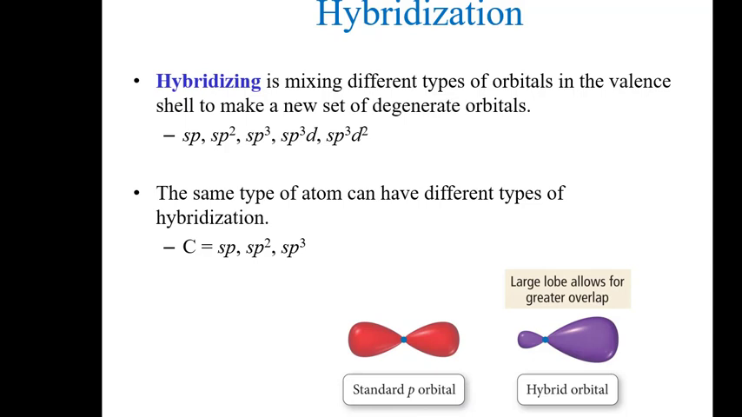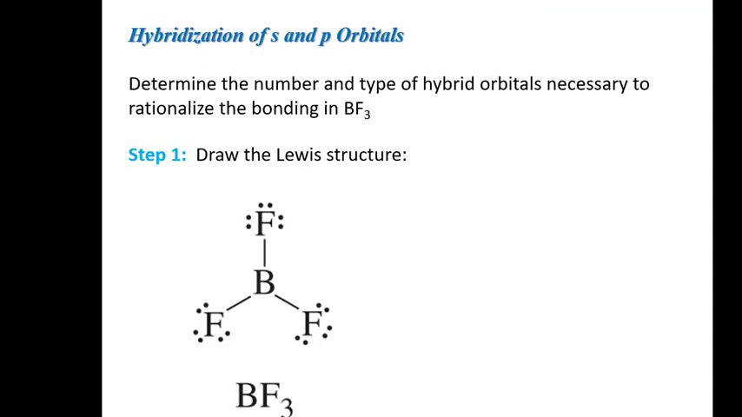The other thing that is important to remember is that the hybrid orbitals actually have a different shape than the standard orbitals. So you can see on the bottom the standard p orbitals and the hybrid orbital for a p orbital. The hybrid orbital has a shape that allows for a greater overlap. So there are more advantages from an energy point of view and from a bonding point of view.